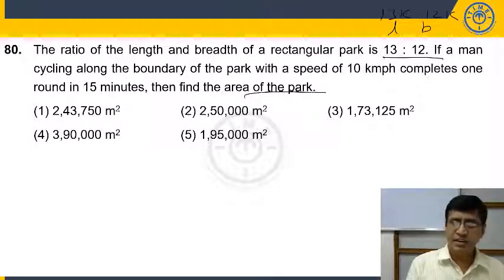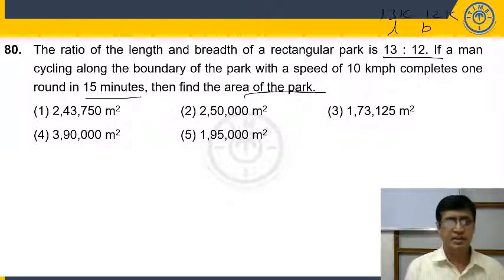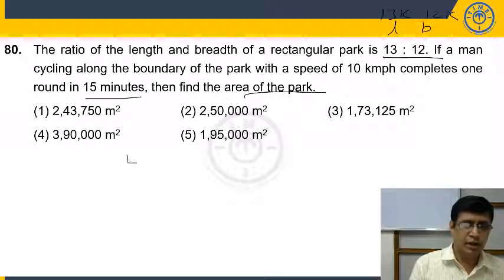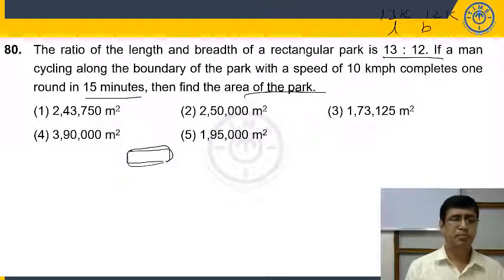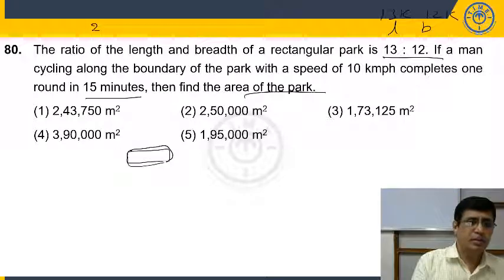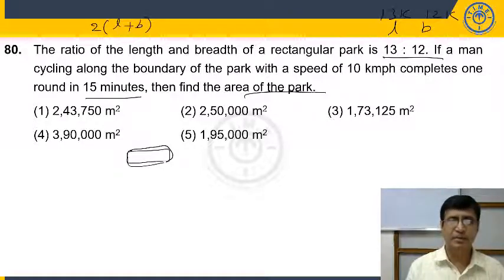Now how much time is it taking? 15 minutes to complete the one round. A rectangular park, cycling all around this park, means we need to observe the perimeter. What is the perimeter of a rectangular field? It is 2 of L plus B.